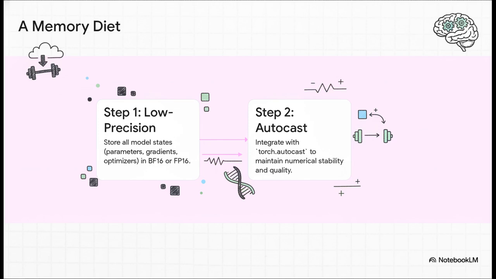So DeepSpeed's solution is basically a memory diet. First, you can now tell it to store all those model states in a lower precision format, like bfloat16. And second, it plugs right into PyTorch's autocast. Think of autocast like a smart gearbox in a car. It automatically shifts up to higher precision when it's doing sensitive math, and then shifts back down for everything else. You get the memory savings of low precision, but the quality and stability of high precision. It's the best of both worlds.